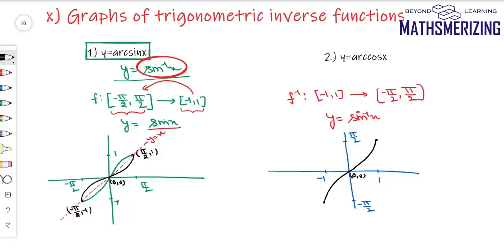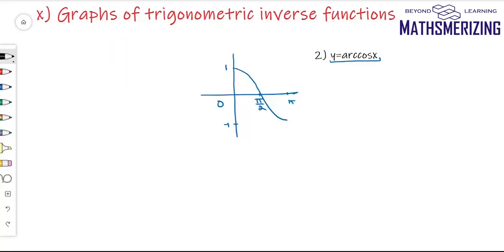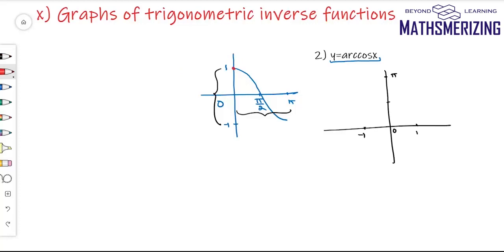Now for cos inverse x, I'll draw the graph of cos x. Now cos x is defined from 0 to pi to minus 1 to plus 1. Now cos inverse x will be defined from minus 1 to plus 1 to 0 to pi. Now again I'll take points on cos x. So this point is 0 comma 1, so here it will be 1 comma 0.